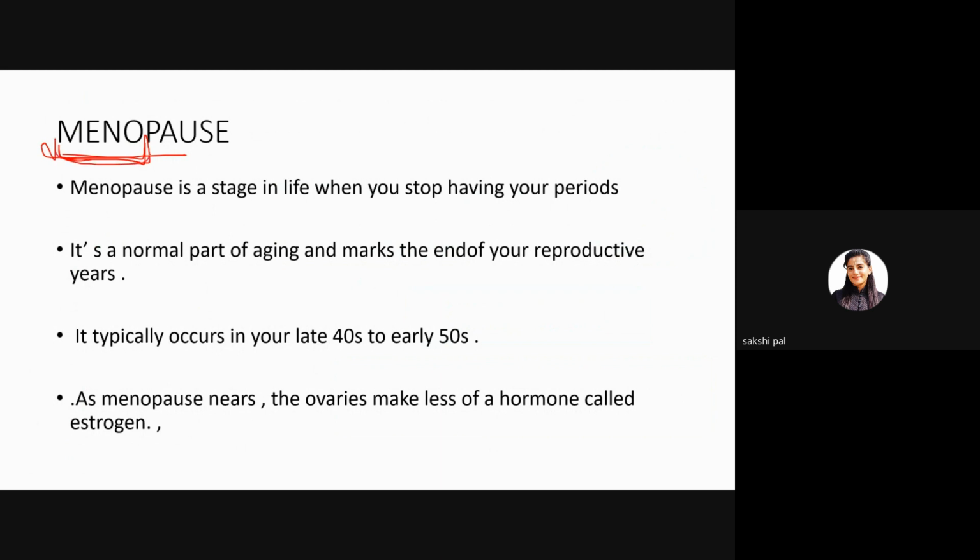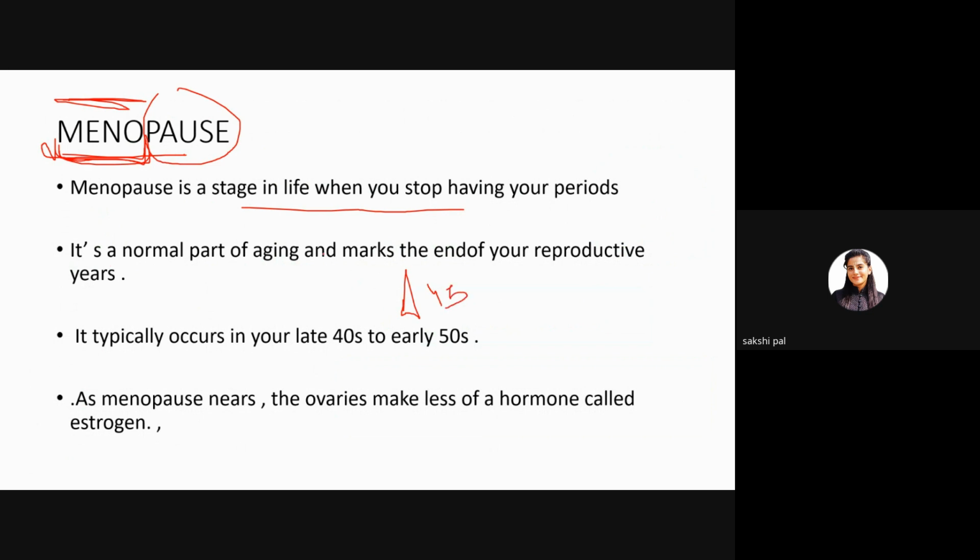So menopause, with the name itself we understand something related to pause, something which is getting stopped, and meno is related to the menstrual cycle. Menopause is a stage in life when you stop having your menstrual cycle or periods. It's a normal part of aging, and normally it happens to all females. Usually the age group is 40 to 50, but the most common age is 45.